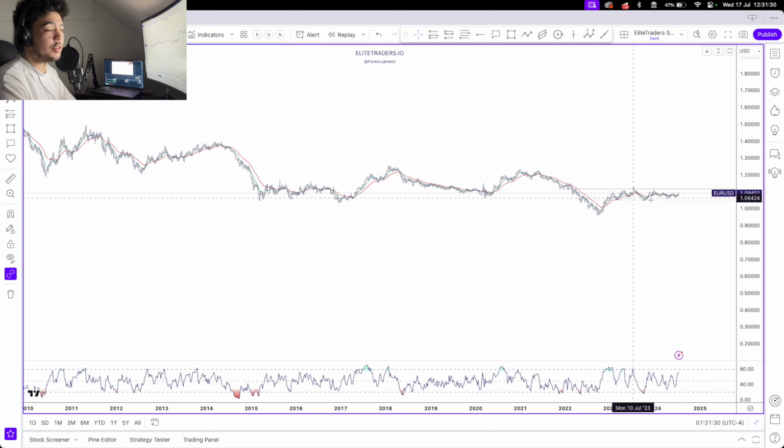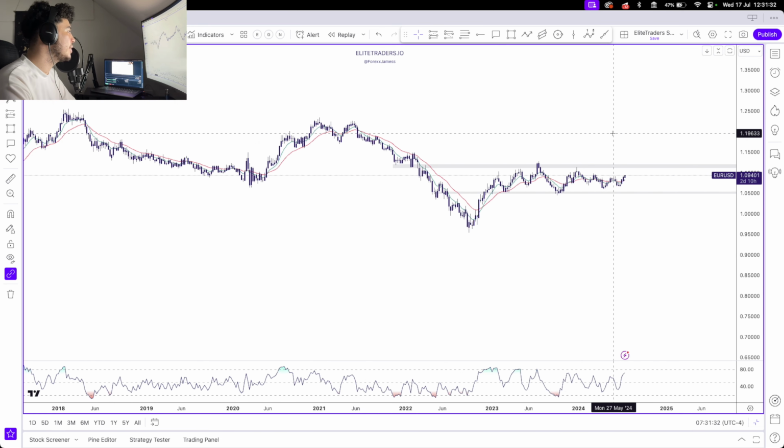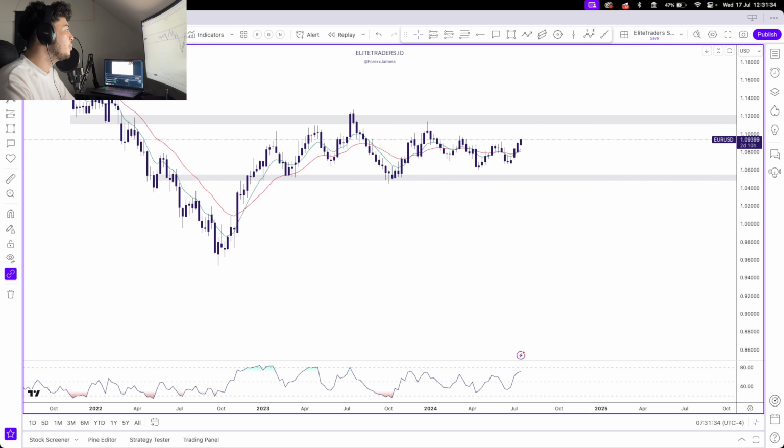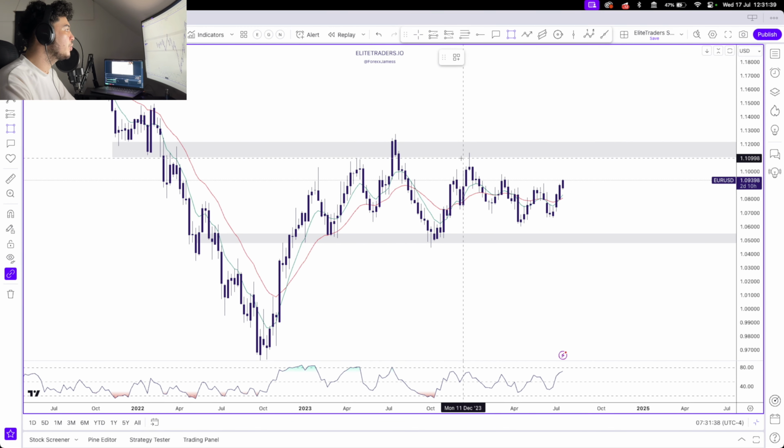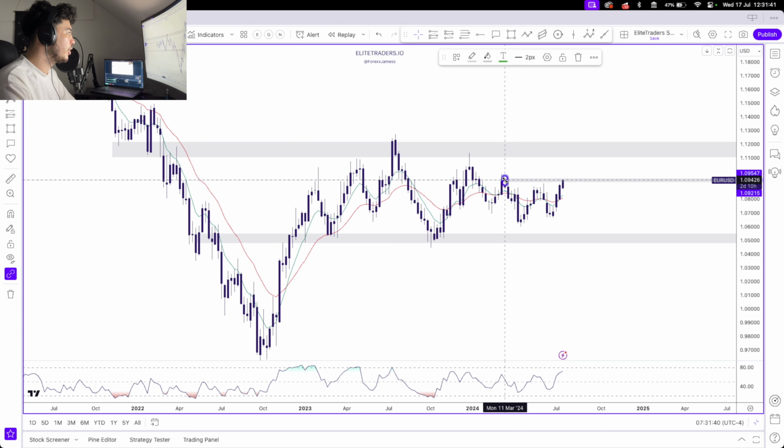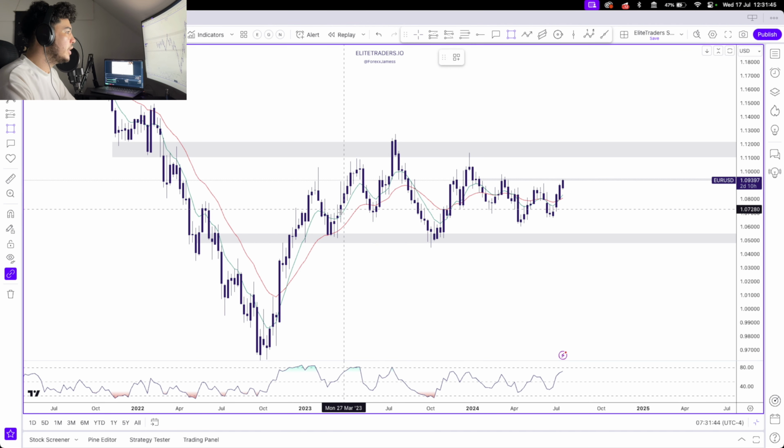And obviously, this is the weekly. So ranging markets on the weekly time frame isn't necessarily a bad thing, but it gives us really good levels we can pay attention to. So we've got these levels throughout here on the weekly time frame that we can pay attention to. And we can say, okay, these are potential buying and selling areas.